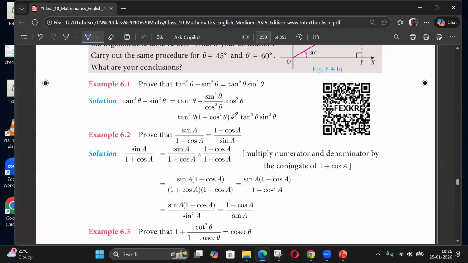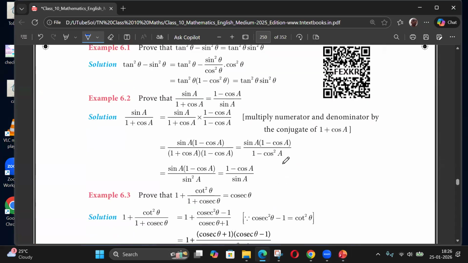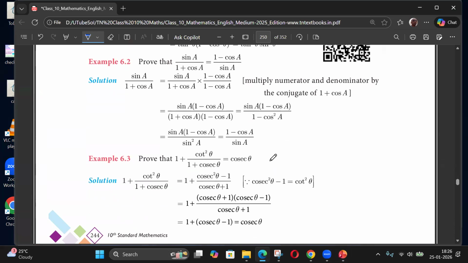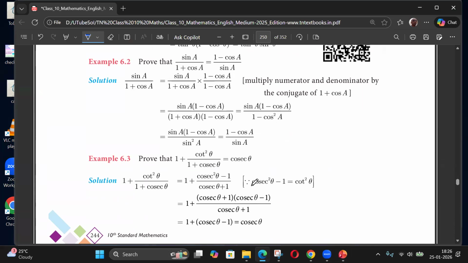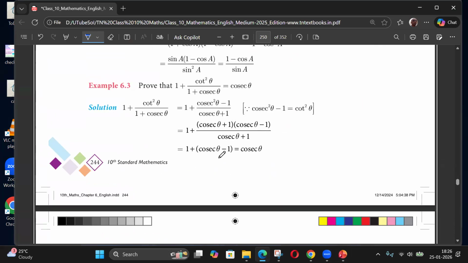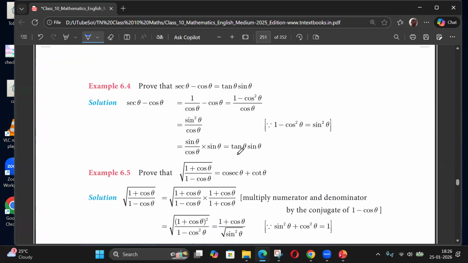So you can guess from this right side itself. This one, third one. Same method, no, sir? Cos square I can write as cosecant square minus 1. So then you can get this.